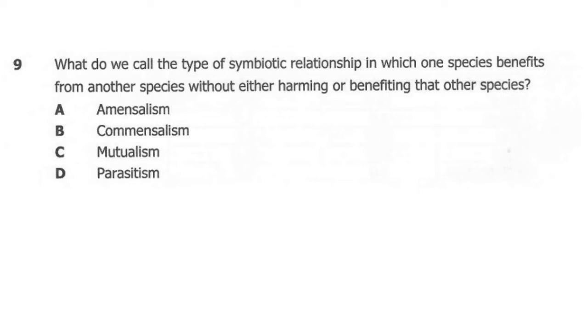The correct answer here is B, commensalism. So commensalism is where one will actually be benefiting, but the other one doesn't benefit and doesn't get harmed. So the correct answer here is B, which is known as commensalism. Well done, chat. So we move on to the next question.